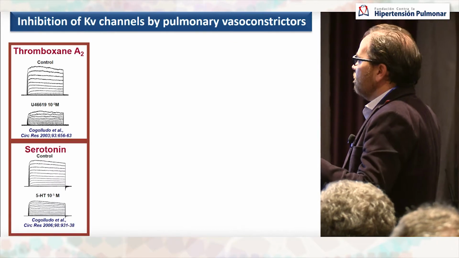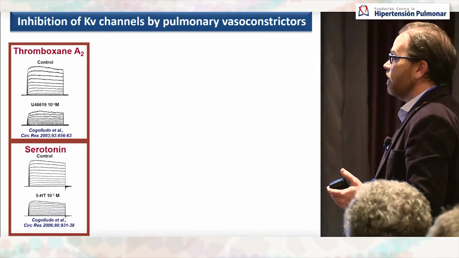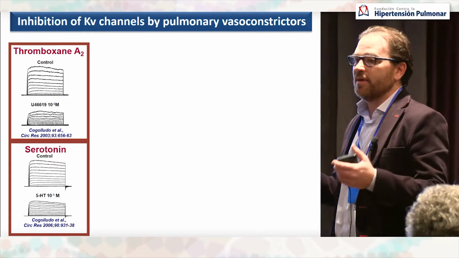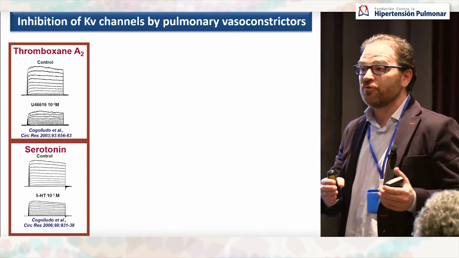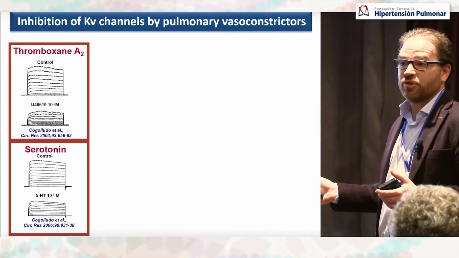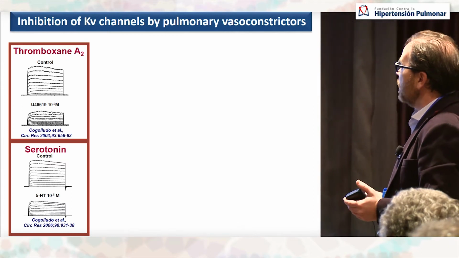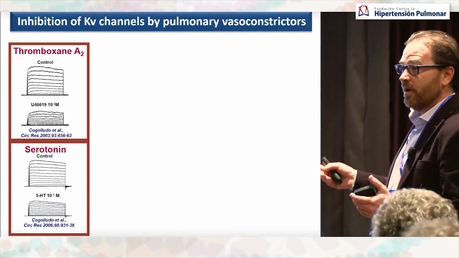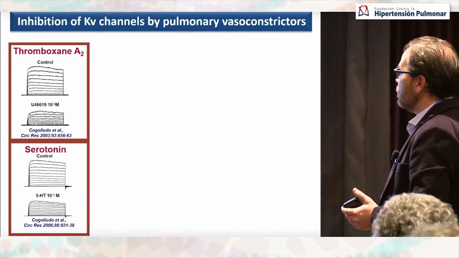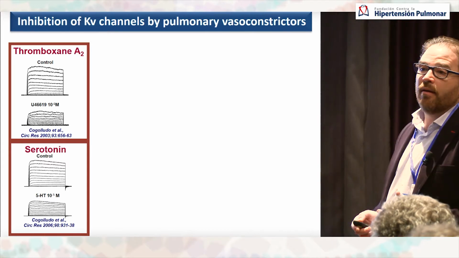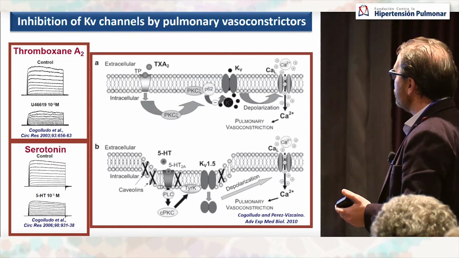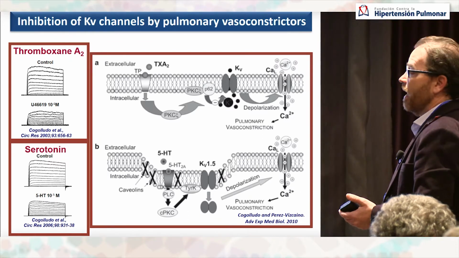Now, in previous studies, we have found that potassium channels represent a target of many vasoactive factors, including vasoconstrictors and vasodilators. And here I'm going to show you some examples, like thromboxane A2 and serotonin. Both of them are important pulmonary vasoconstrictors, and we found that both vasoconstrictors inhibit the potassium channels, reduce these currents, and lead to membrane depolarization, increasing intracellular calcium, and vasoconstriction.